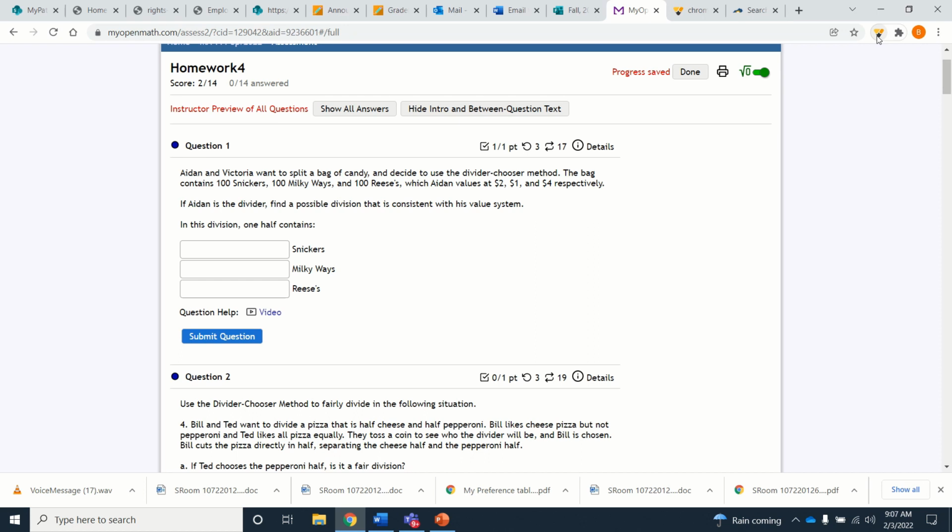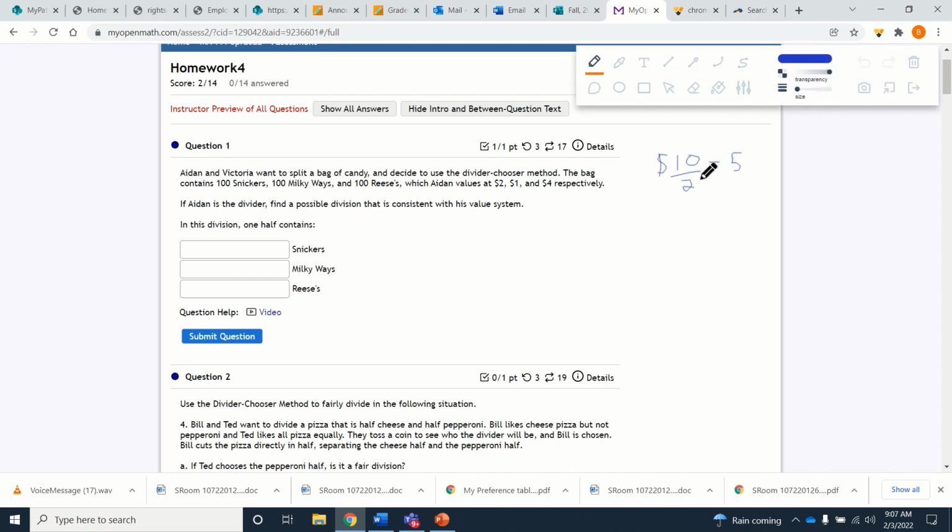So $7, if we take half of the $7, he wants to divide it so that each person has $3.50 worth of candy bars. Now, that does not work out nicely and evenly like the last one, which is why I kind of regenerated another problem here. So let's think about Aiden's separate values for each Snickers, each Milky Way, and each Reese's.